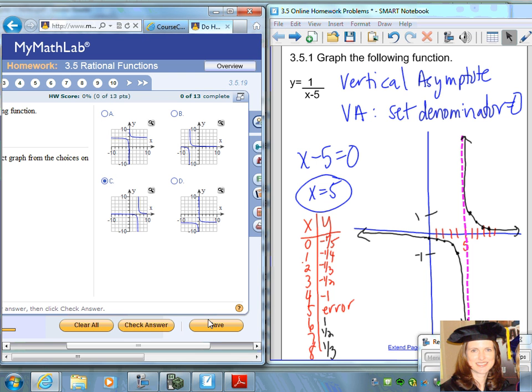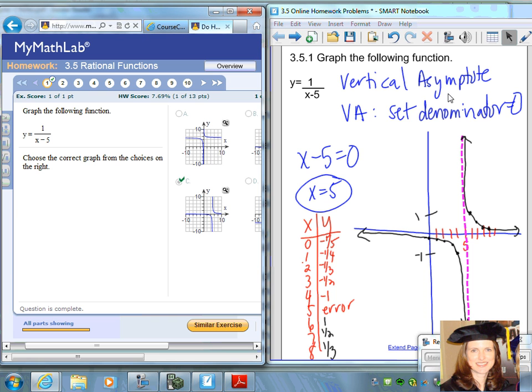So I'm going to choose C for mine and continue on. So again, the way I graphed this was by finding the vertical asymptote and then graphing some points to the left and to the right. Let's look at number 2.